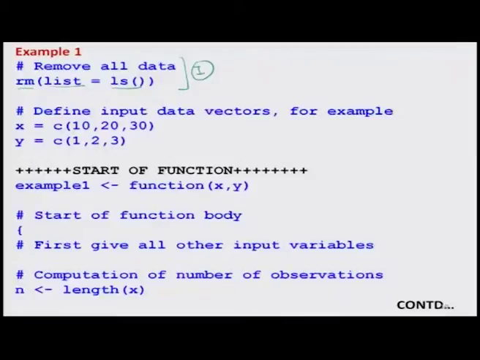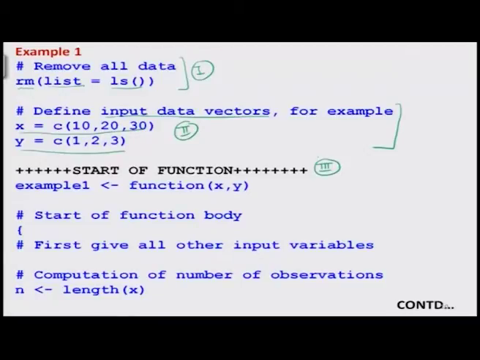Then the second step is that we have to define the input variables, and then we have to give the input data vectors. For example, here I am trying to give the values of x and y, just for the sake of illustration, right. Now, after these 2 steps, I am going to start with writing down the function, which is our third step. So, now first of all I want to give my program a name.